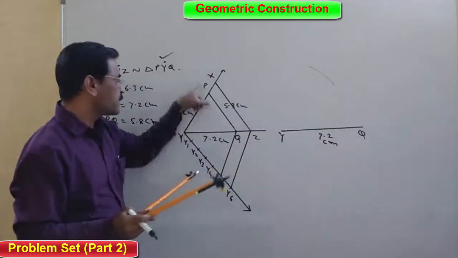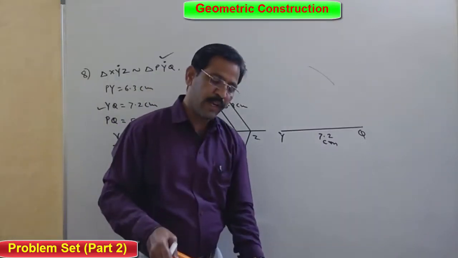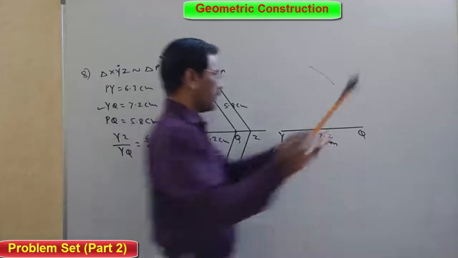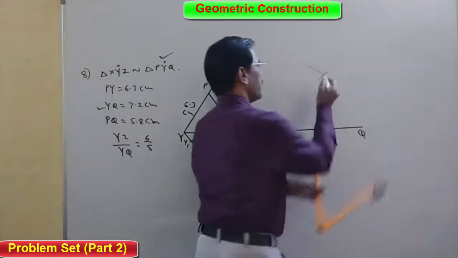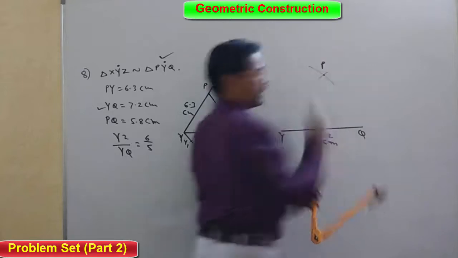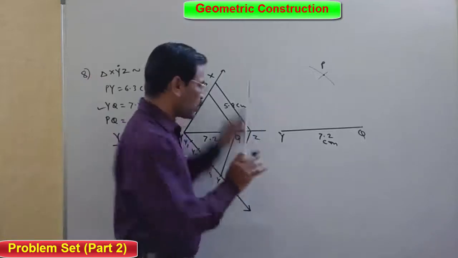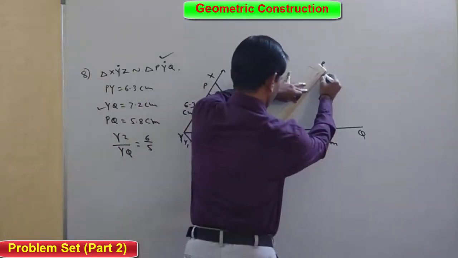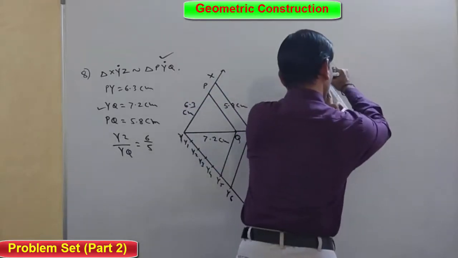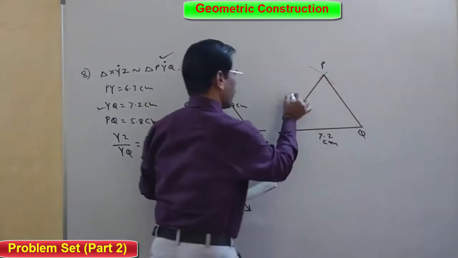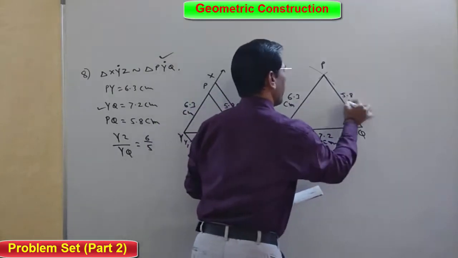Now afterwards this PQ is 5.8. Again I take 5.8 in the compass. Now that arc from Q, on the previous arc I have to draw. Here it is one point which is the point P. Okay friends, now look here. I'll join this PY and PQ. Okay, this is of length 6.3 and this is 5.8 centimeter.